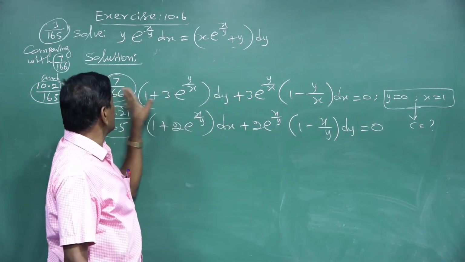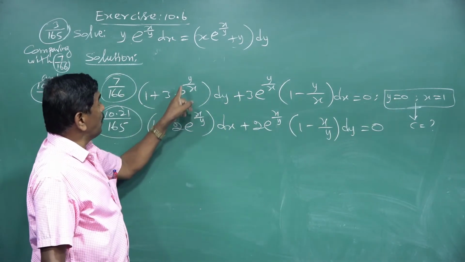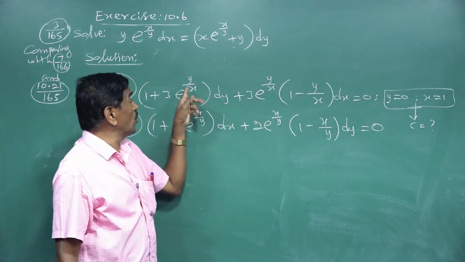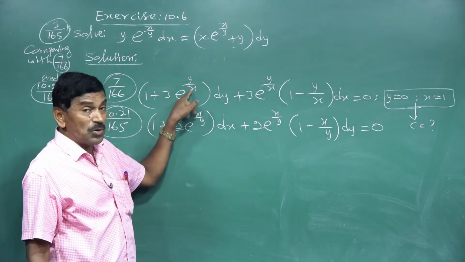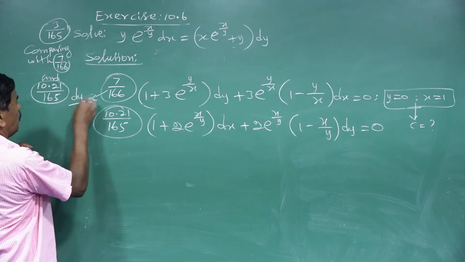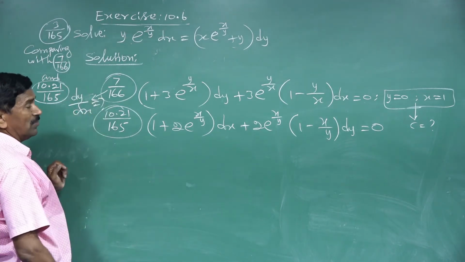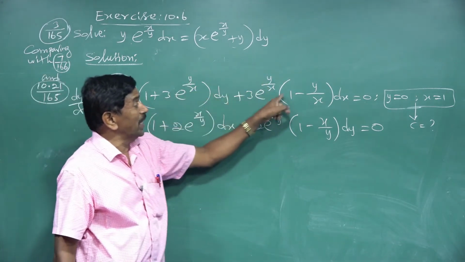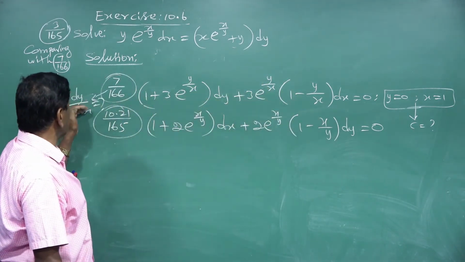Now come to this model, the 7th sum. Here e^(y/x), y by x, y by x. So here I want to make dy/dx equal to something. For the 7th question, I want to make the form dy/dx equal to something, because of y by x. So make dy/dx equal to something.